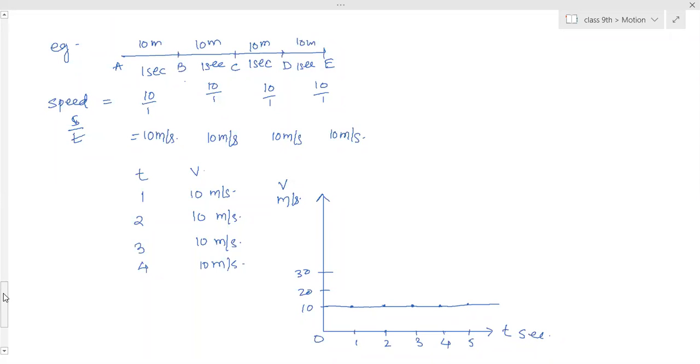Horizontal line in a distance-time graph, what does it indicate? Rest. The object is at rest. And in a VT graph, that is a speed-time graph, a horizontal line indicates the object is moving but with constant speed.